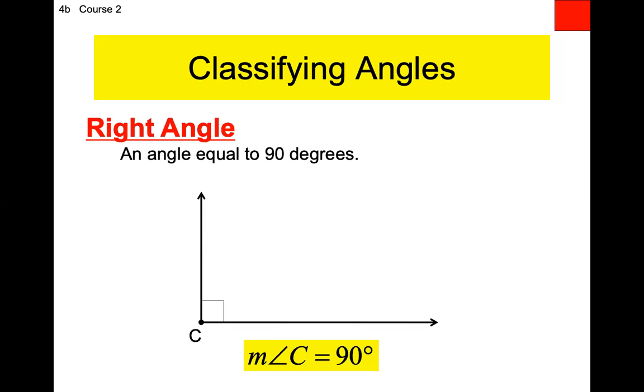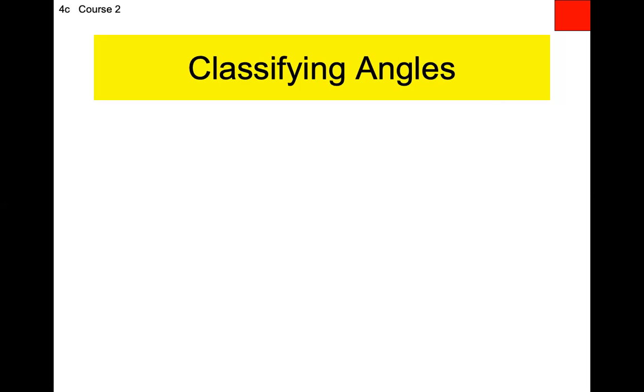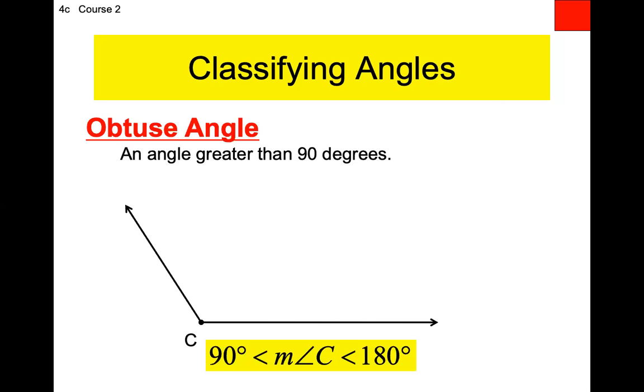Is this new to anyone? No. Good. The next one is obtuse. How are we going to write that? Greater than 90, less than 180. Correct. If you are obtuse, you are bigger than 90 degrees, smaller than 180.